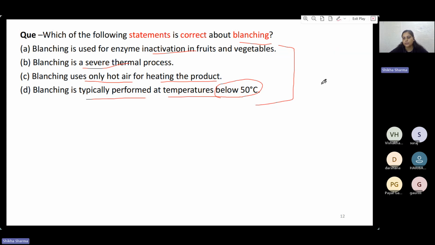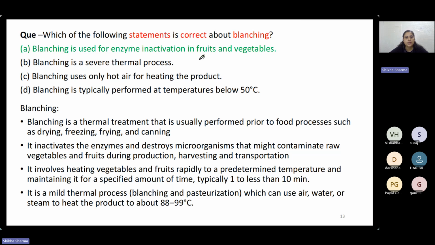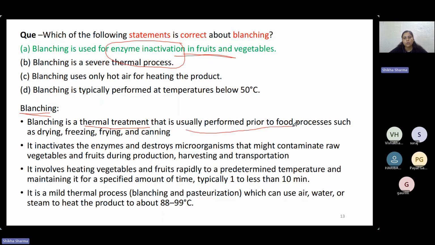Let's see the answer of this question. A is the correct answer: blanching is used for enzyme inactivation in fruits and vegetables. Blanching is basically a thermal treatment that is usually performed prior to food processes such as drying, freezing, frying, and canning. So before all these processes, blanching can be used as the primary process.